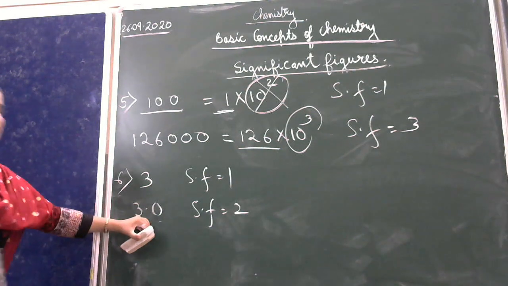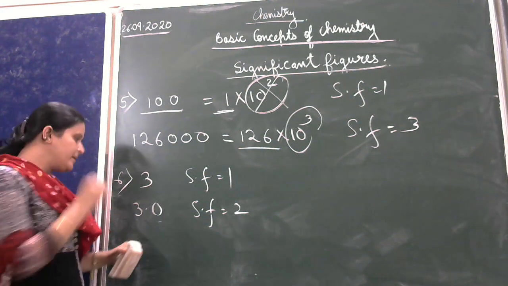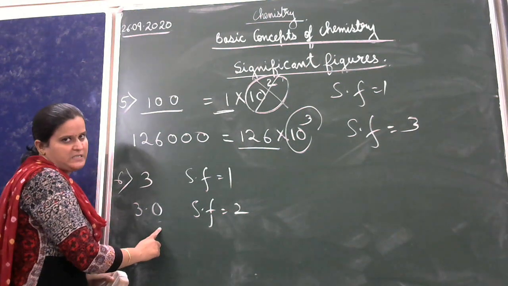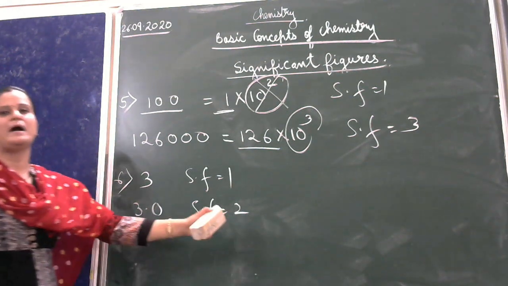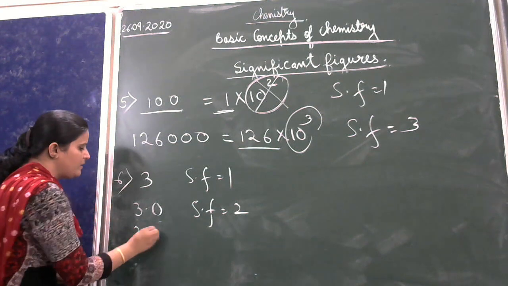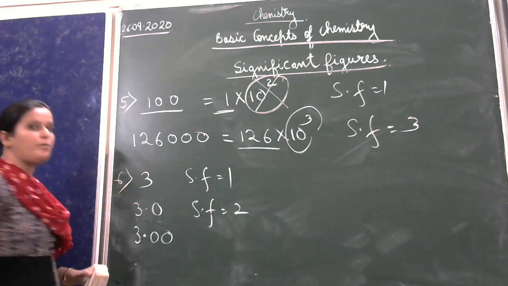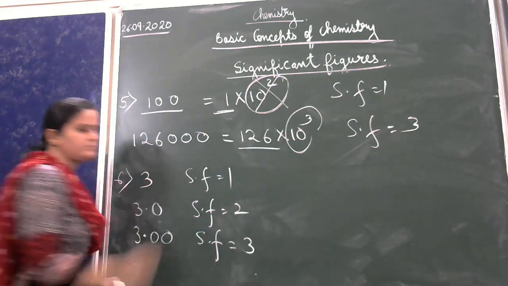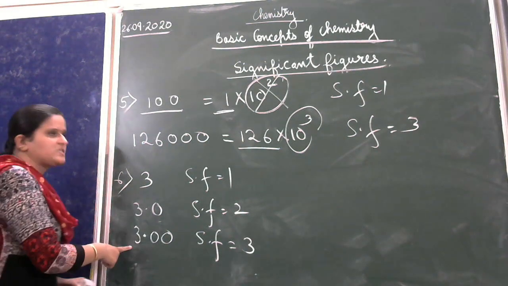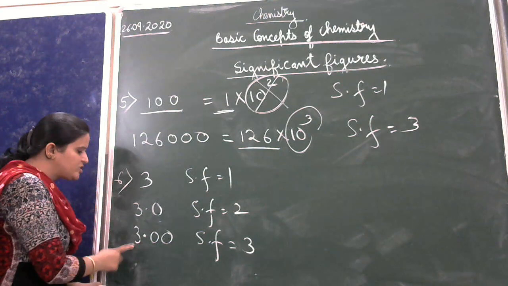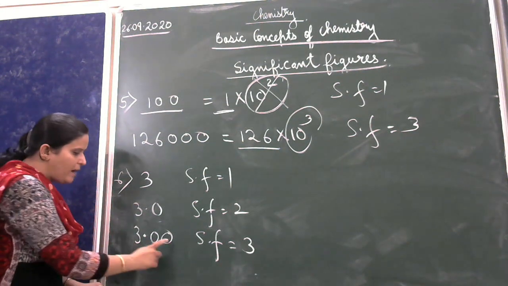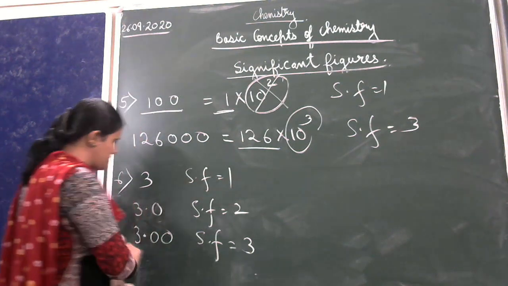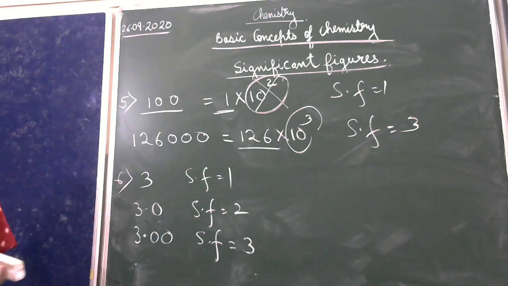Because what does this value actually mean? It means I have measured this value till the first decimal place. So the significant figures will become 2. If I write this 3 as 3.00, then my significant figures will be 3, because this value means I have measured my data up to the second decimal place. So the total significant figures will be 3.